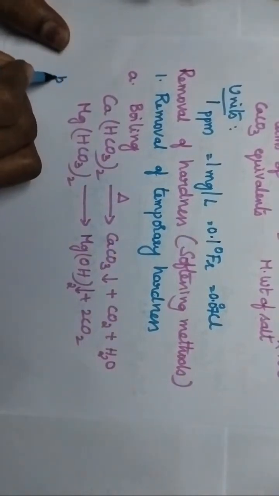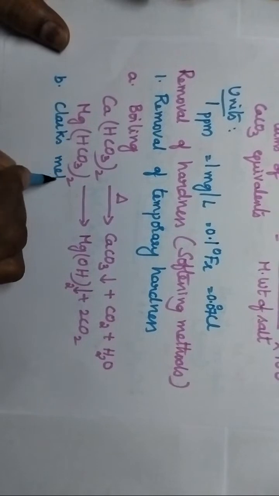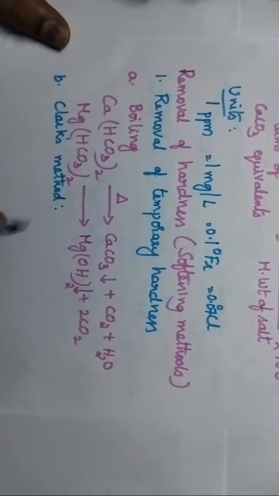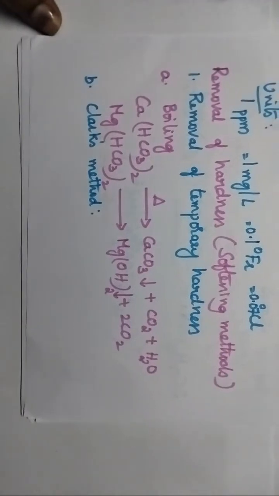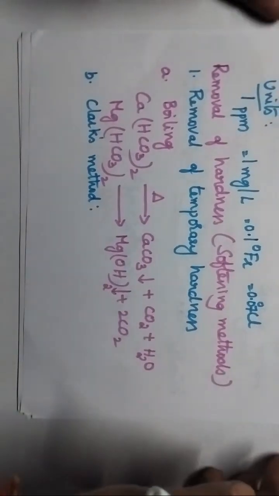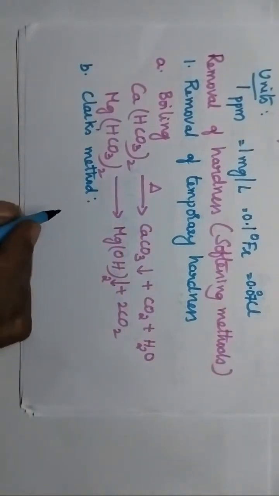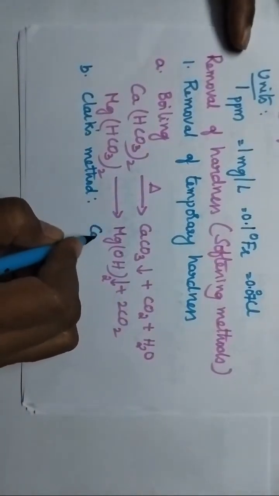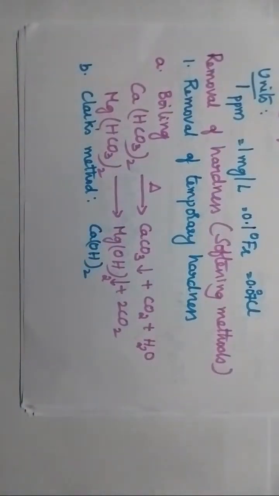And we are having one more method, that is Clark's method. So in this method, always the calculated amounts of lime will be added, especially slaked lime will be added. Slaked lime means calcium hydroxide. Let us see then what happens.